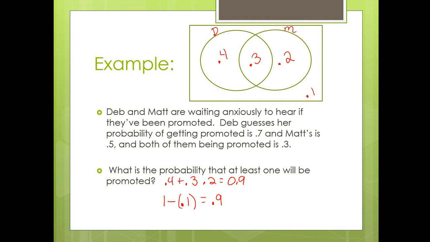If you looked at the formula and just did it without a Venn diagram, this is using the P of Deb plus P of Matt minus P of Deb and Matt. Then you'd have 0.7 plus 0.5 minus 0.3, which gives you 0.9 as well. So if you just do it straight mathematically with the formula without a Venn diagram, you get the right answer, but the Venn diagram can give you a little view of what is actually going on within the formula.